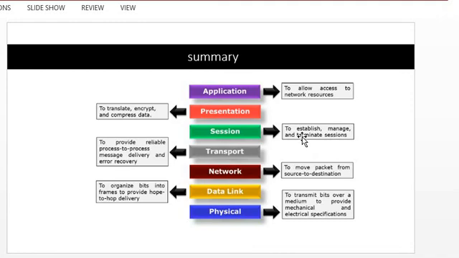So in summary, this is the OSI reference model for you. Thank you very much for listening. Now we want to move on and look at the TCP/IP model.